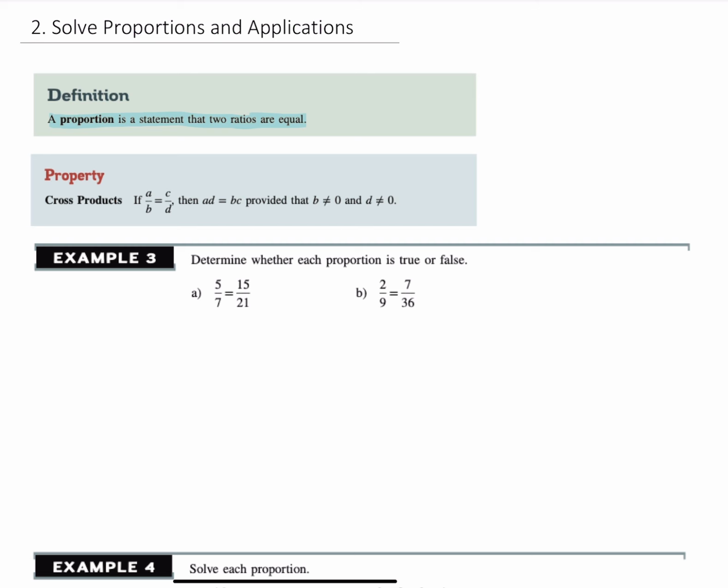And this property that they're describing, calling it cross products, says if A over B, that would be 1 ratio, is equal to C over D, then A times D equals B times C. All this is saying is you can multiply both of the denominators over to the other side. And that's a common strategy for solving these kinds of questions.